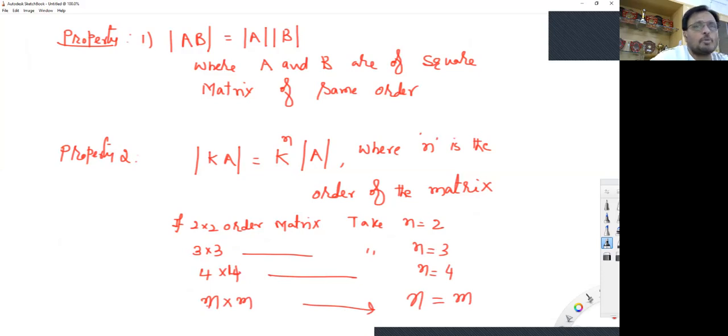So these are the two important properties. Once again, remember it. Determinant of AB is equal to determinant of A into determinant of B, where A and B are square matrices of the same order. Suppose if A is 3 by 3, B must be 3 by 3. If A is 4 by 4, B is also 4 by 4. And in property number 2, determinant of K into A is equal to K to the power of N into determinant of A, where N is the order of the matrix and K is any scalar.